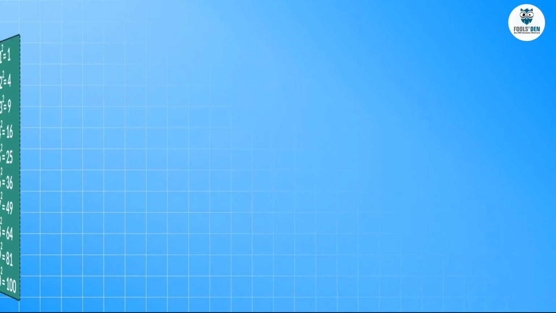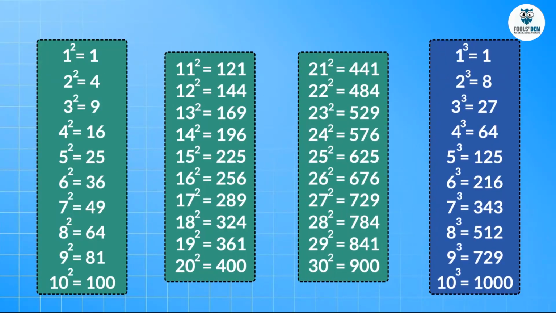Now let's try to solve some difficult questions on squares and cubes. For that, we have the squares chart and the cubes chart for you. So we have squares of numbers from 1 to 30 here and cubes of numbers from 1 to 10 here. And you have to memorize all these numbers because without these you cannot solve the tougher questions. Have a look at the series.